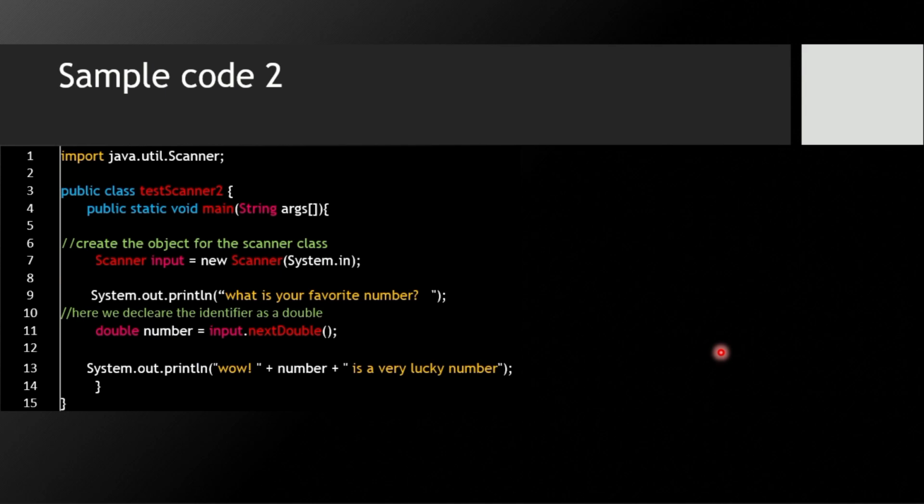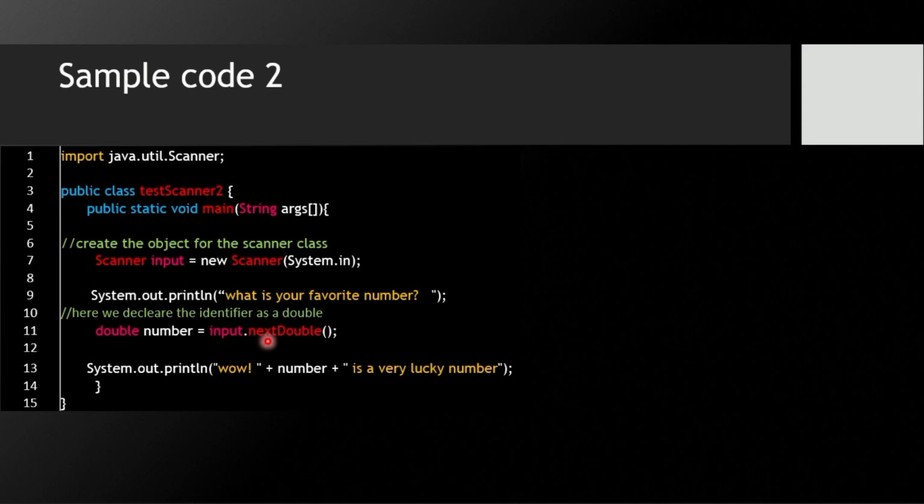So let's look at this type of scenario. In our sample code 2, we import the Scanner, and then we create the object for the Scanner class, right? Where it talks about all this. And then let's just say this is the other println: what is your favorite number? So here we have double number equals input.nextDouble, right? When you are declaring a double, anything that is not a String, you have to input it as next, whatever that data type is.